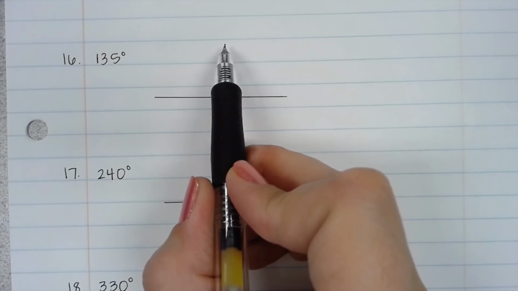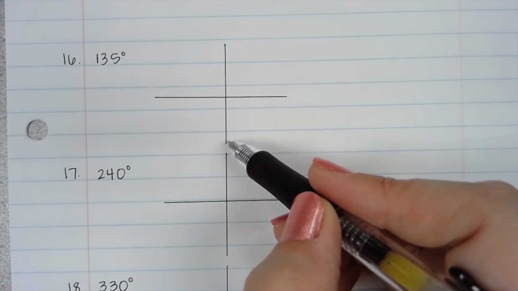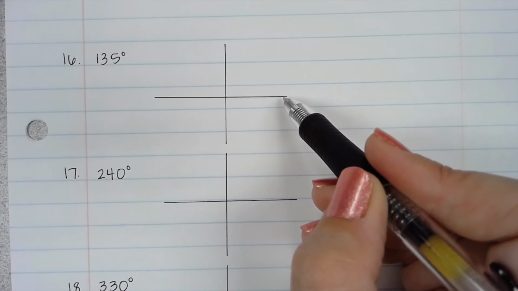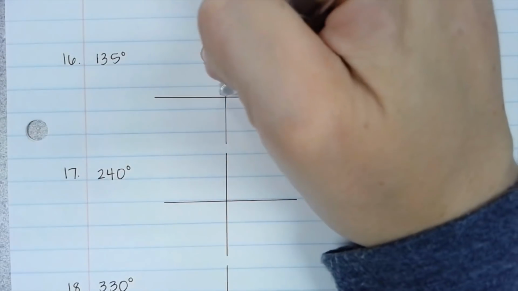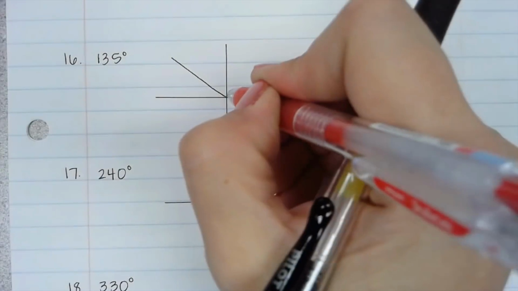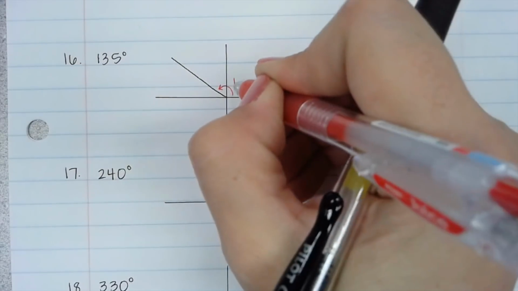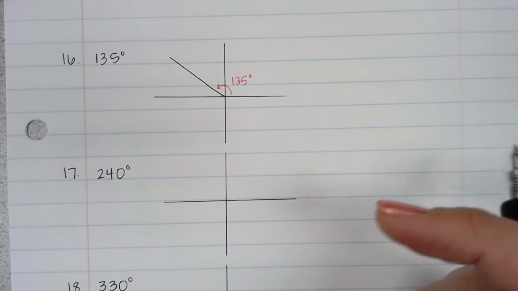A quarter way around the circle would be 90. Halfway around the circle would be 180. Three-quarters of the way around the circle would be 270. And then back to the start would be 360, and then it would just start all over again. So 135 is going to be halfway in between 90 and 180. So this is your 135 degree angle. So that's the angle that you're graphing.